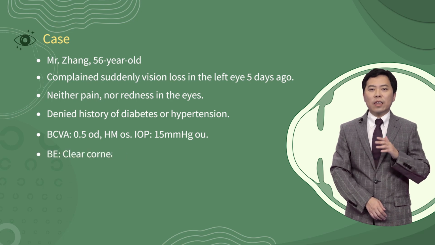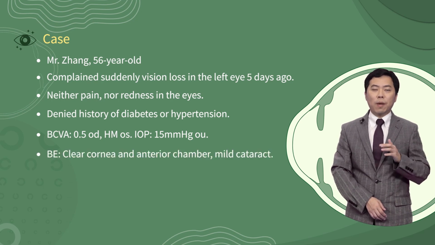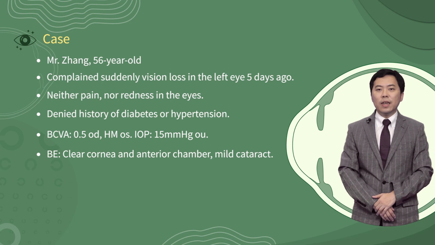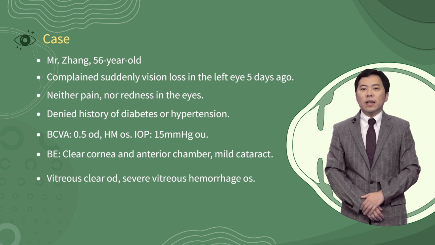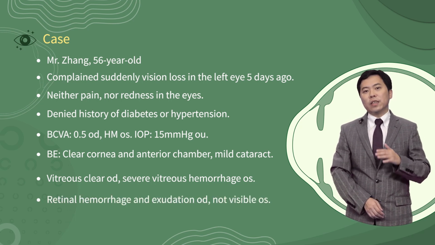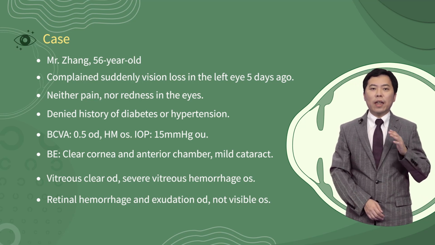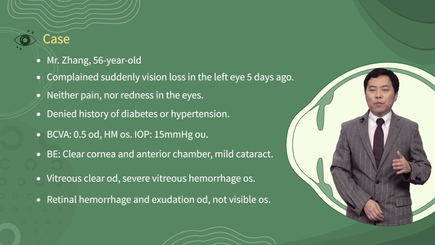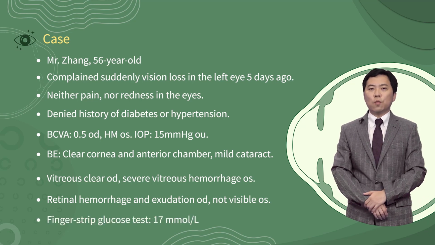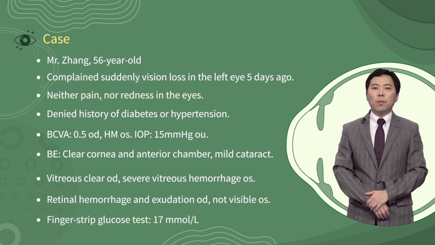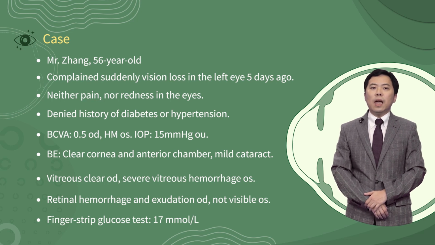The cornea and the anterior chamber were clear with mild cataract in both eyes. The vitreous was clear in the right eye, but there was severe vitreous hemorrhage in the left eye. There were hemorrhage and exudates in the right retina, and the left retina could not be visualized. Finger stick glucose test was 17 millimoles per liter.